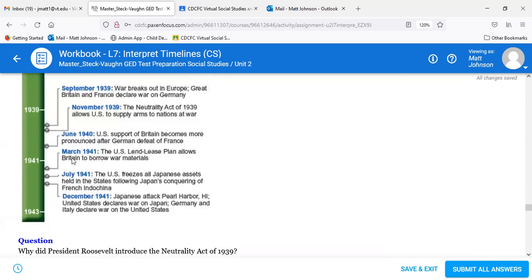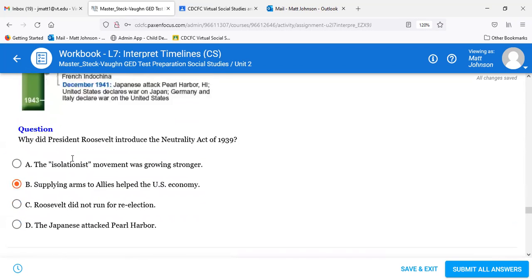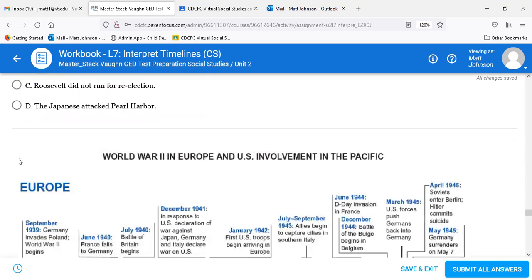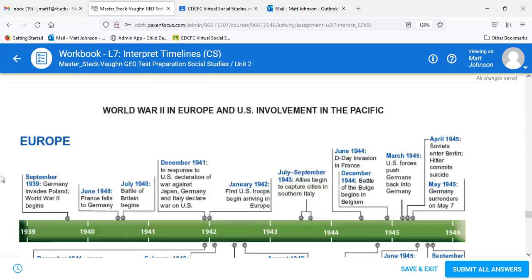Yes, and I already see the evidence on the patches. Yeah, so B, B supplying arms. B as in boy for 10.